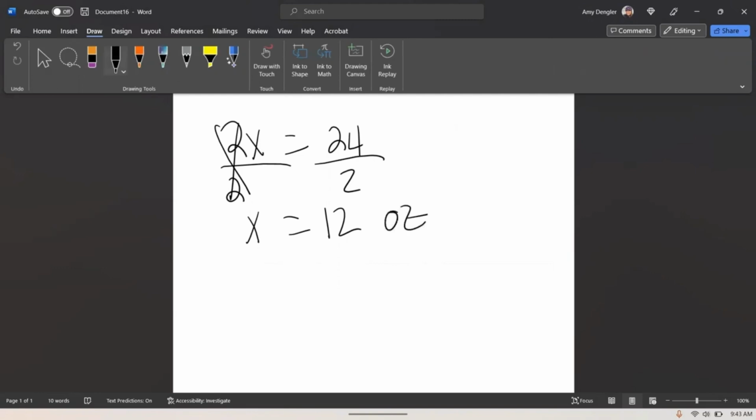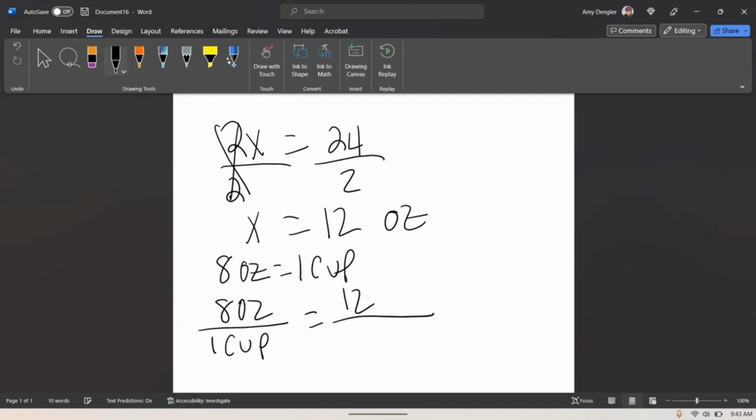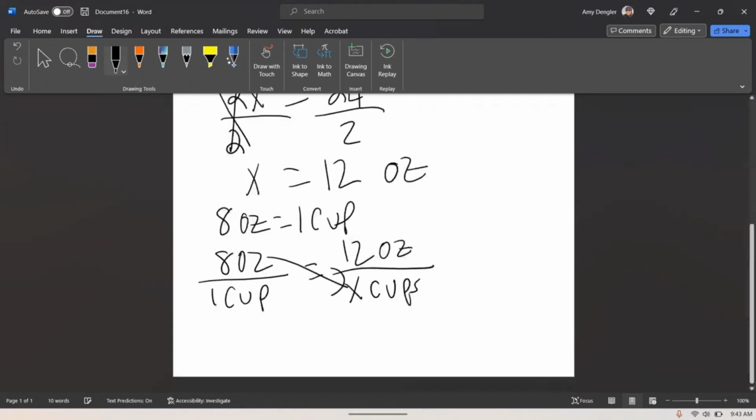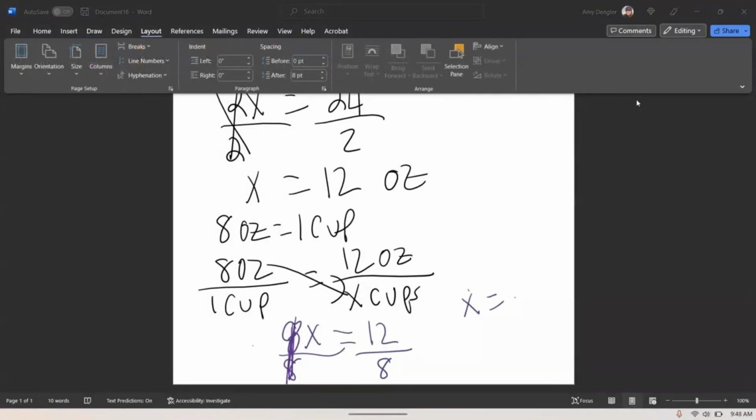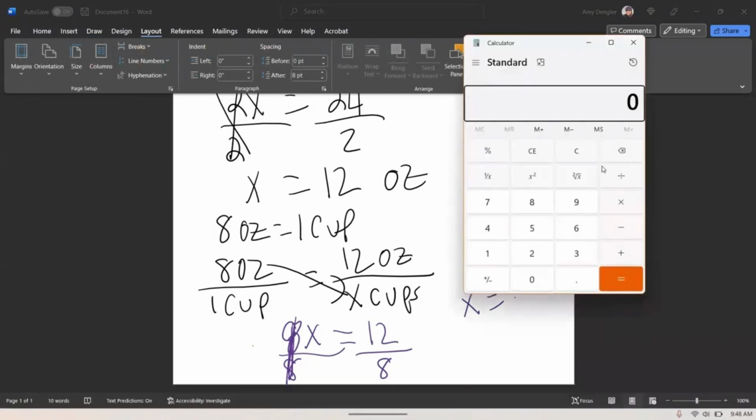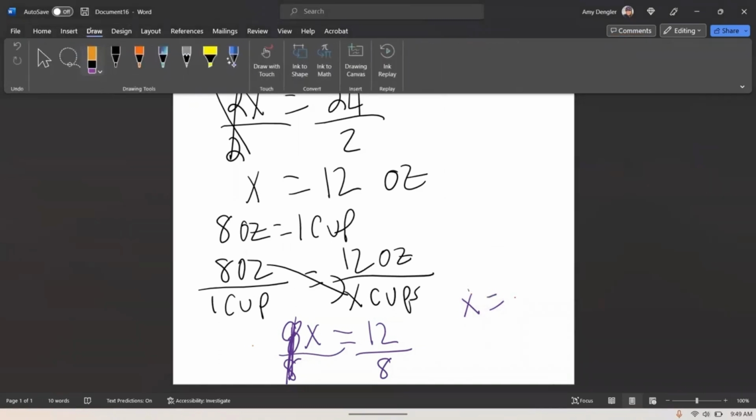So now we want to use our conversion factor between ounces and cups. So 8 ounces equals 1 cup. And we have 12 ounces. How many cups? So we could do, so 12 divided by 8 is 1.5. So we can do the long division and do 8 into 12, but hopefully you guys know that 12 over 8 is just 1.5.